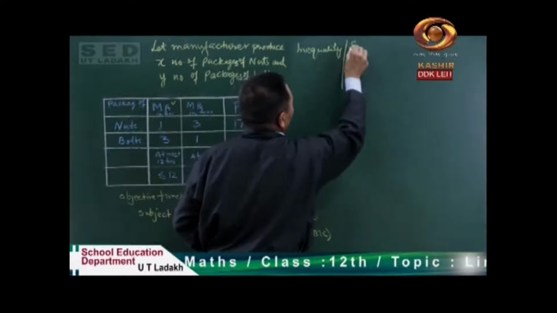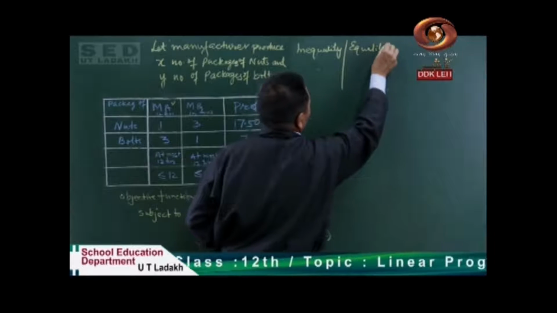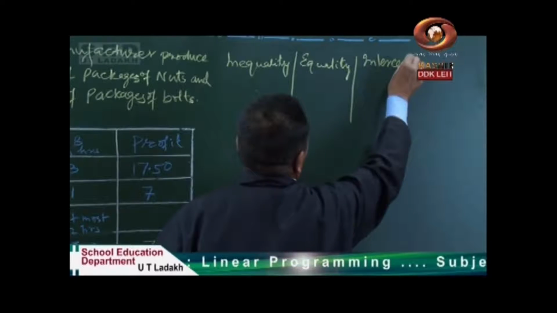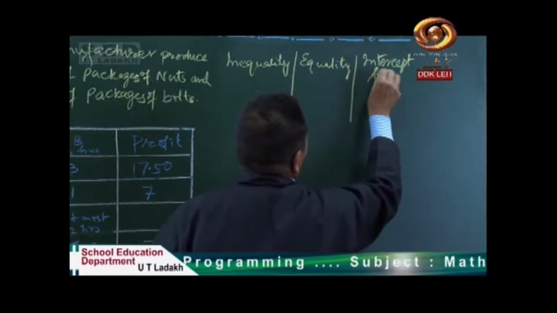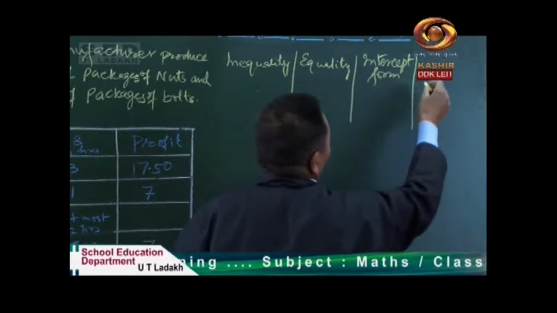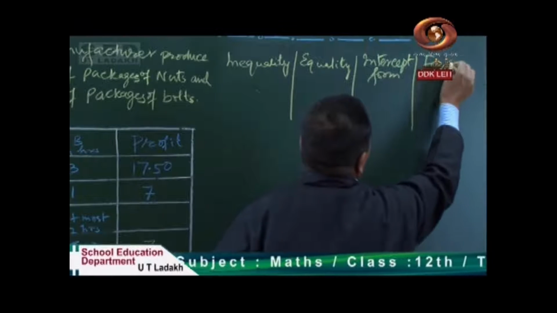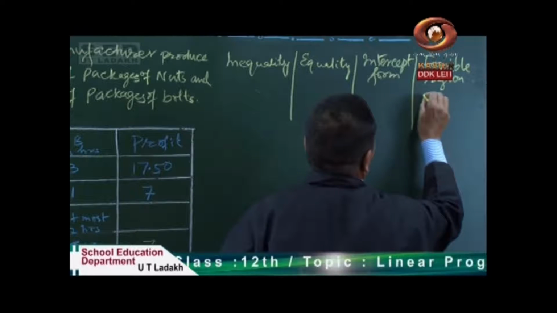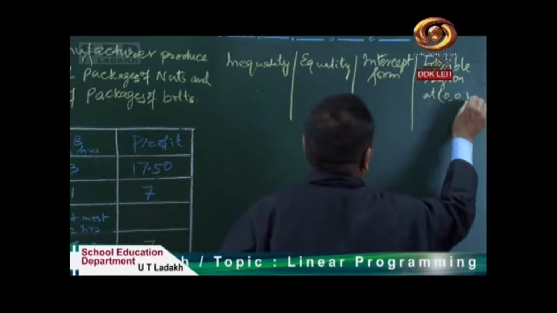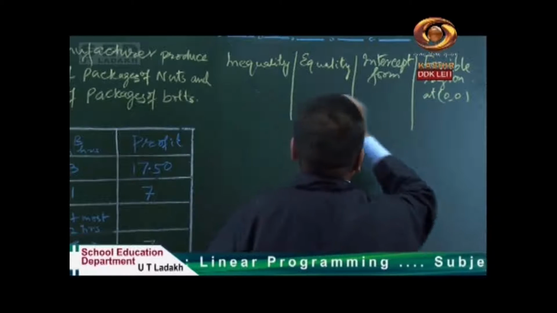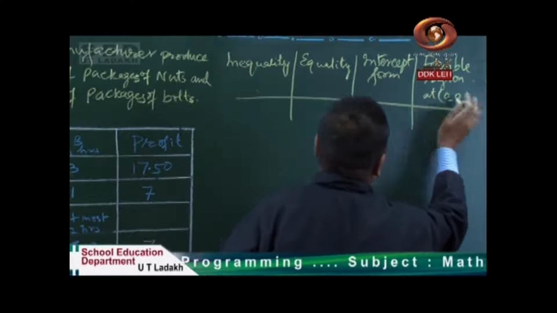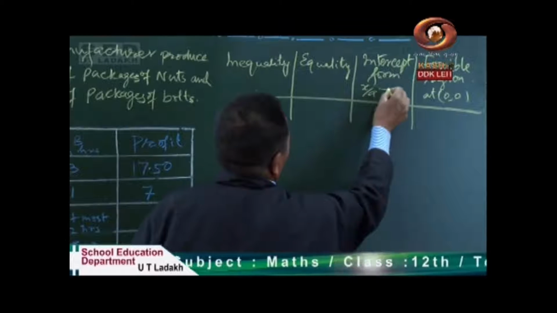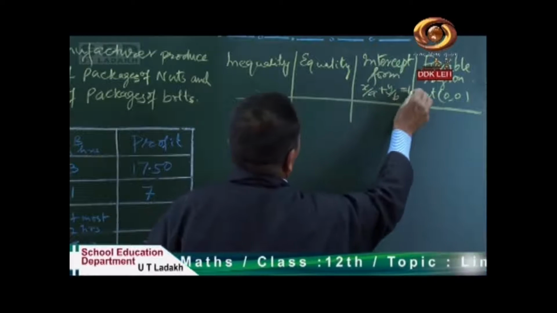Inequality, equality, intercept form of equation, feasible region. At 0, 0. Feasible region, okay. Intercept form is written as x by a plus y by b equal to 1.